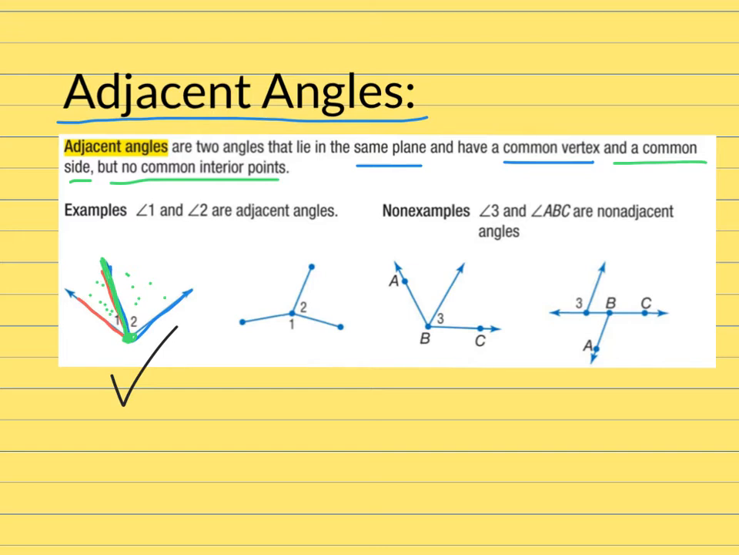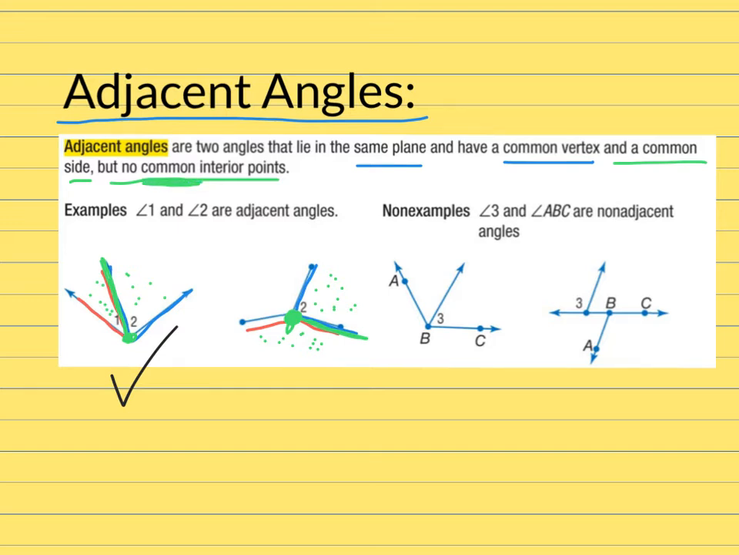Here's another example. Angle 1 is right here, and angle 2 is right here. They do have a common vertex and a common side. But the interior points of angle 2 and angle 1 are all different. They do not have any in common.